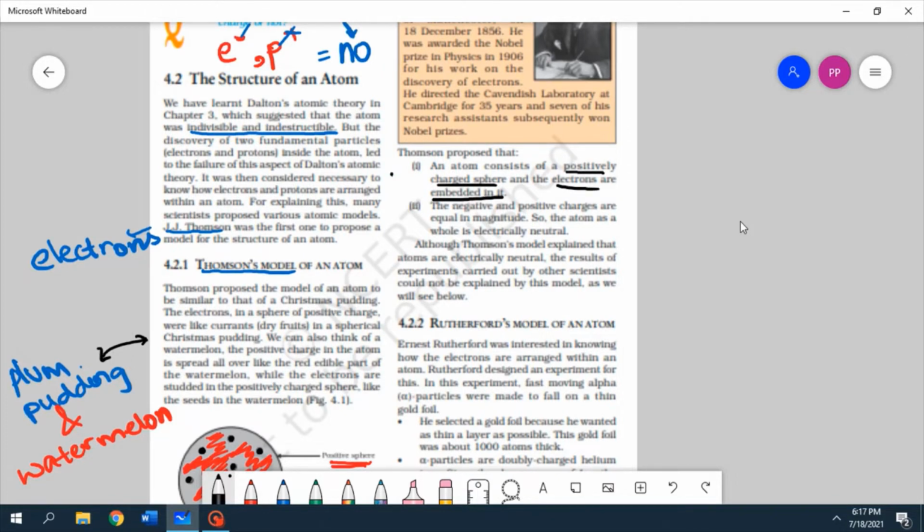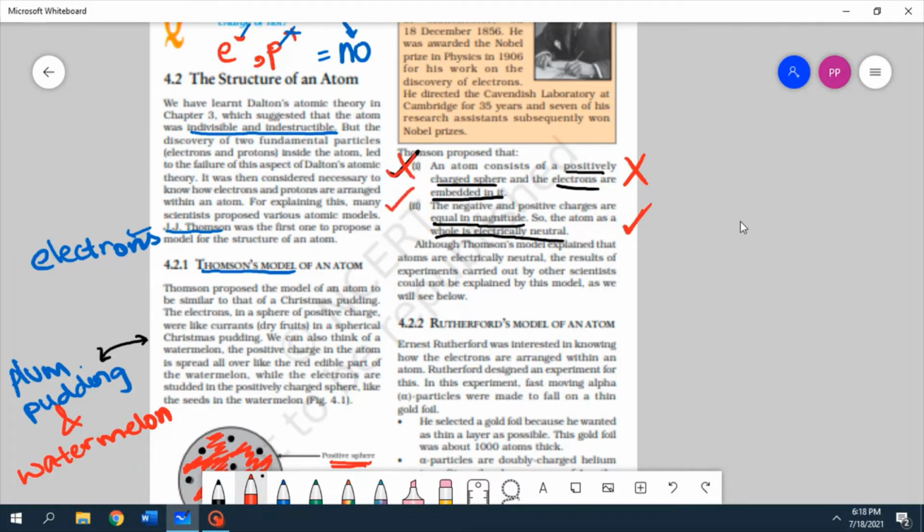All right, this is the first postulate. And the second point that he gave was that the negative and positive charges are equal in magnitude, right? So the atom as a whole is electrically neutral. So now let me tell you, this was rejected later on, but this is true even until today. All right, this was proved false later on, the first point, but the second point is true until today.